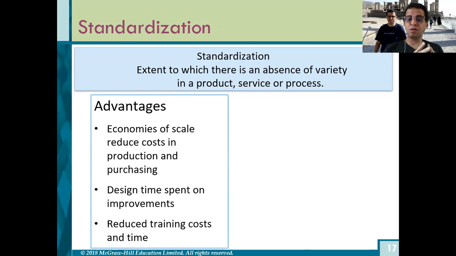And the advantage of standardization: you will have economies of scale and reduced cost, because there's a standard product that you're producing, with savings in production and purchasing. There is less design time spent on improvement. You don't need to always do lots of improvement. And there is reduced training cost and time, because the learning curve diminishes as time passes by.